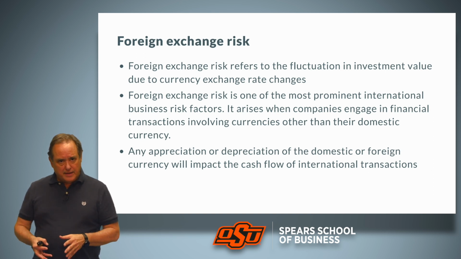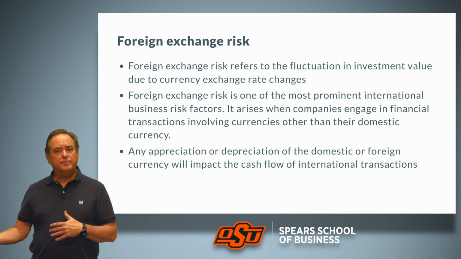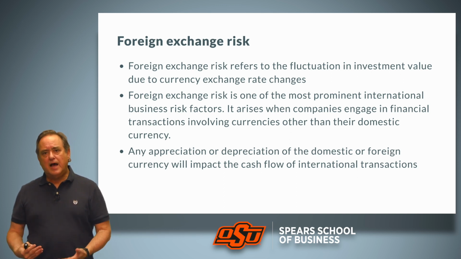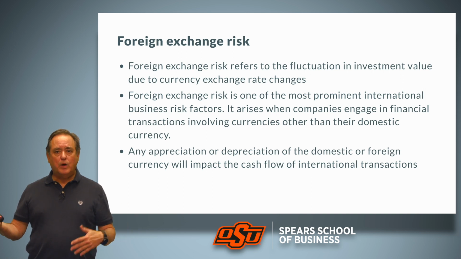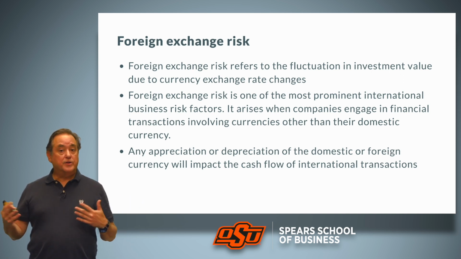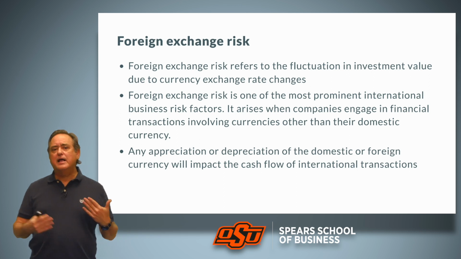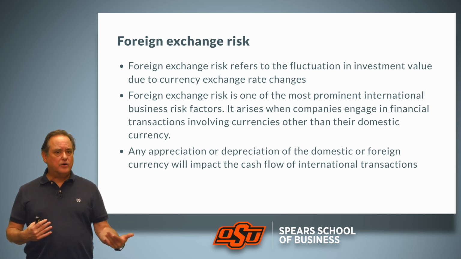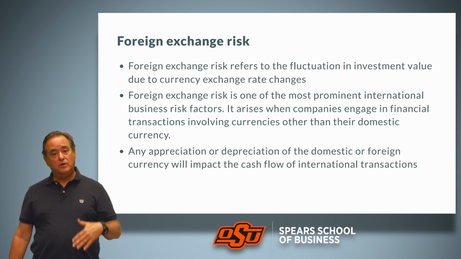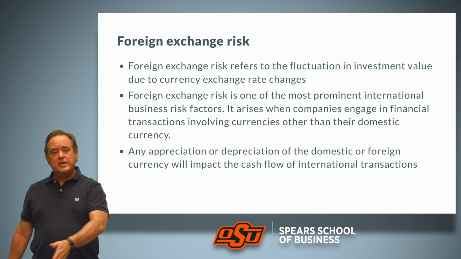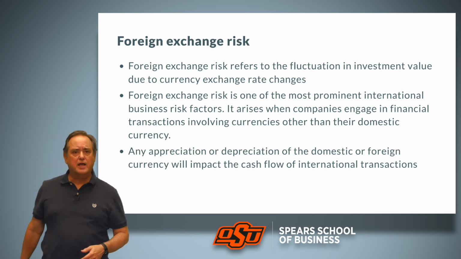Foreign exchange risk is also a risk, meaning as foreign currency rises and lowers against a currency, it may be worth more or it may be worth less. A dollar today may equal 1.1 euro, or 1 euro may equal $1.1, and that number can fluctuate. And so if we have an international contract that is denominated in a currency, then we may be subject to that currency becoming more valuable or less valuable. Any appreciation or depreciation of the domestic or foreign currency will impact the cash flow of international transactions.